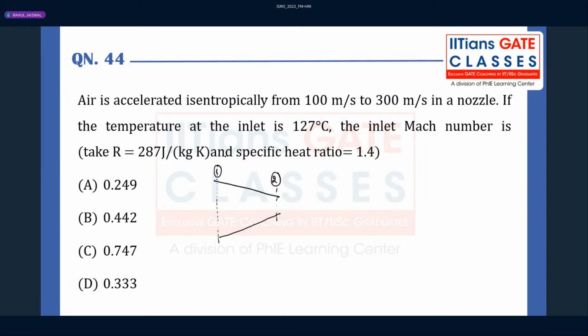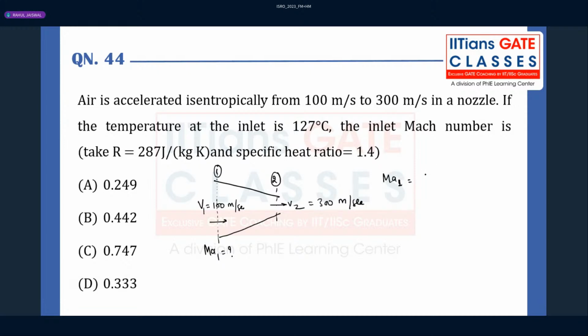At the inlet section, they are asking what is the value of Mach number. They are not asking Mach number at point 1 and point 2, they are asking inlet Mach number. Now it has been accelerated from V1, that is 100 meter per second, to V2, that is 300 meter per second. The next thing we have to calculate is the inlet Mach number.